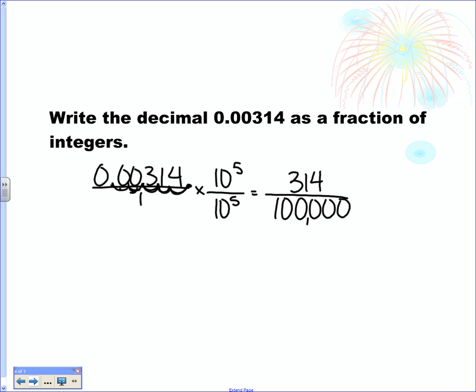I don't think it does. Yeah, no. Well, you would divide by 2. 314 divided by 2 is 157, over that divided by 2, 50,000. 157 is prime. So that's as far as it would reduce. I would take either one of those. Does that make sense? Either one works. I think the answer book is always going to give you this one though. Any questions? Okay, let's look at another one.